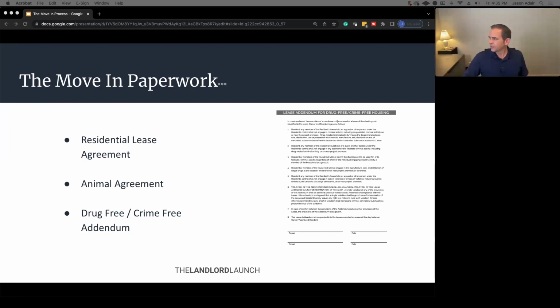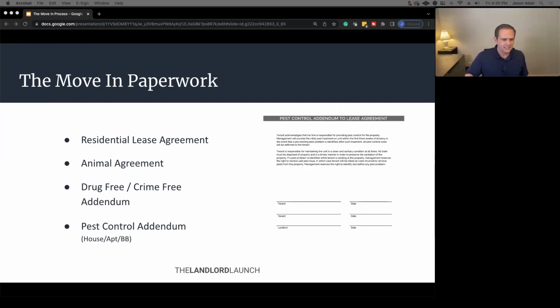Drug-free, crime-free. Every move-in packet. Okay, next addendum that we are dealing with, the pest control addendum. There's a couple different pest control addendums that you could use.